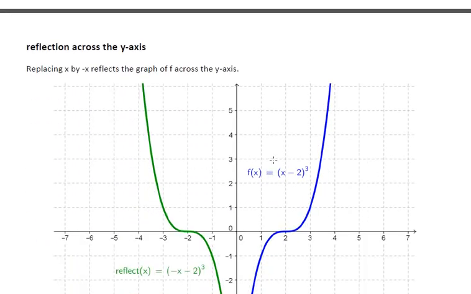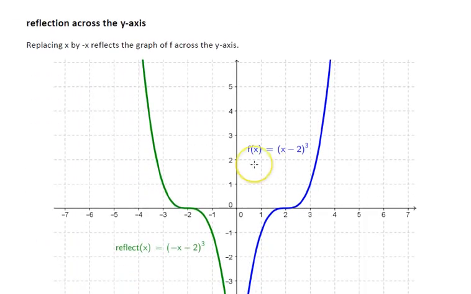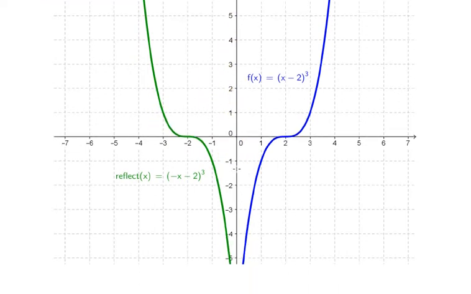Reflection across the y-axis. Here, we'll start with the blue function, x minus 2 cubed, and this time we're going to replace x, the independent variable, by minus x. If you take every x and replace it by minus x, so here instead of x minus 2 cubed, we'll have minus x minus 2 cubed. The result is a mirror image across the y-axis, a reflection across the y-axis.